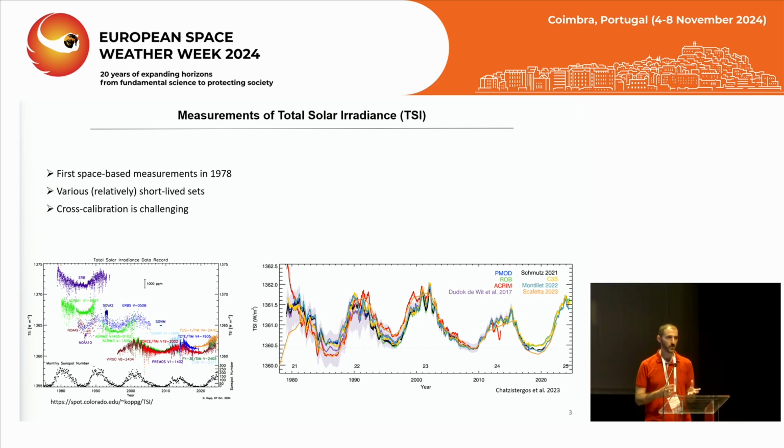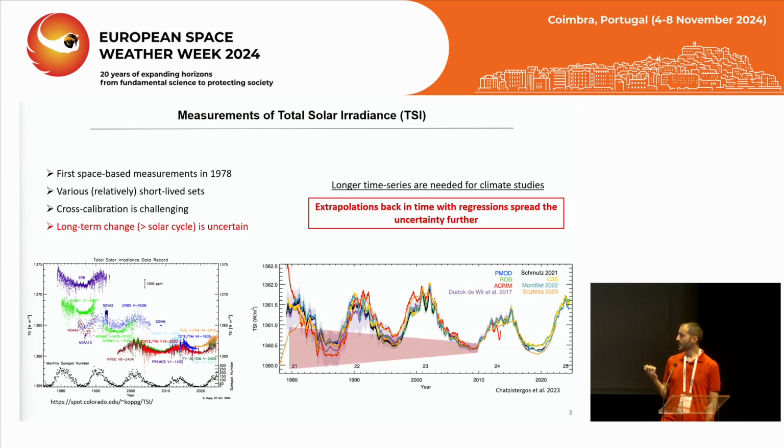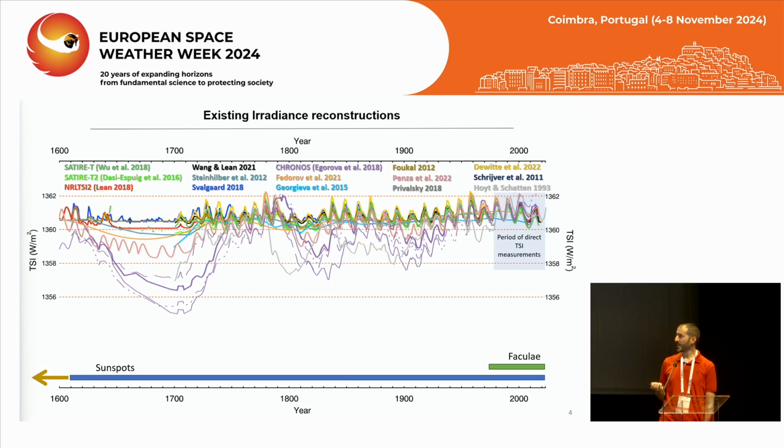Some of those have been discontinued; I show them just for completeness. And you see that they have a different evolution of TSI over the last 4 decades. The other important issue is that we need even longer data sets of irradiance if we are going to understand how the Sun affects climate. One option would be, of course, to use proxy solar data and extrapolate further back in time, but that would take this uncertainty and increase it further back in time.